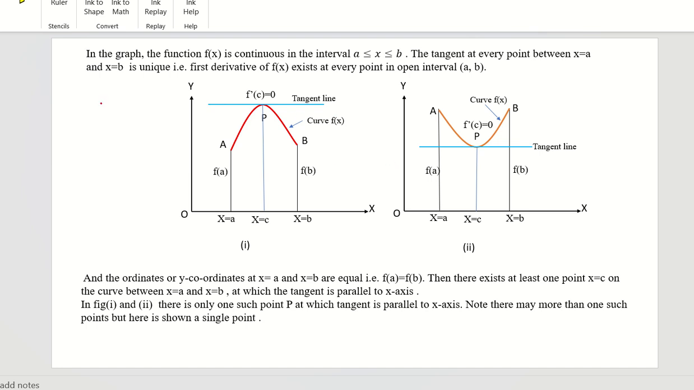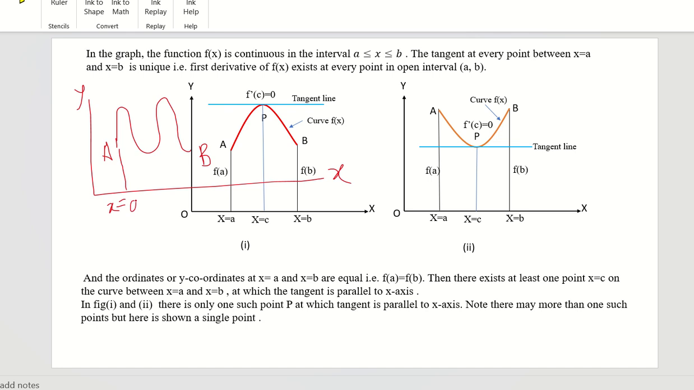There may be more than one point. Let us consider a graph like this. This is y, this is x. Let us say this is a graph. You are observing here. Let's say this point is A and this point is B, and at this point x equals a and at this point x equals b. How many points are there at which, if we draw the tangent, it is horizontal?